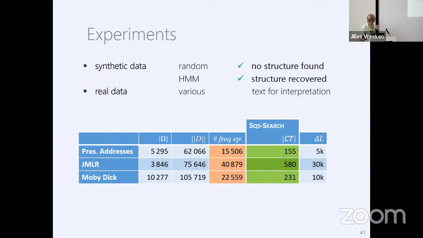So does this work? Yes. We go from, these are a database of presidential addresses. These are abstracts from Journal of Machine Learning Research. This is the novel Moby Dick. What is the alphabet size? Well, large alphabets. How many sequences are there? Well, many. How many frequent episodes do you find? Well, thousands. And basically, this is with relatively high frequency constraints. So this is basically the old school methods, useless.